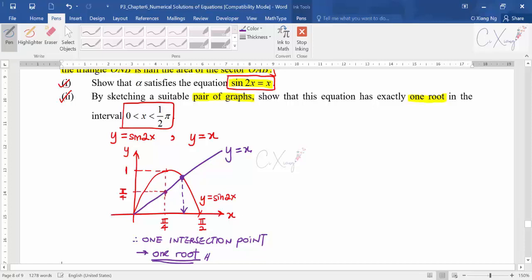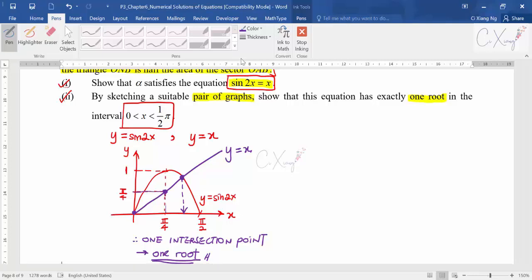So I know that my y equals x will pass through this point and 0, 0. So when I connect it together, this is how my graph looks like, because pi over 4 should be less than 1. Okay, so you need to have some small common sense here to get the answer. All right, so this is how we get the answer.